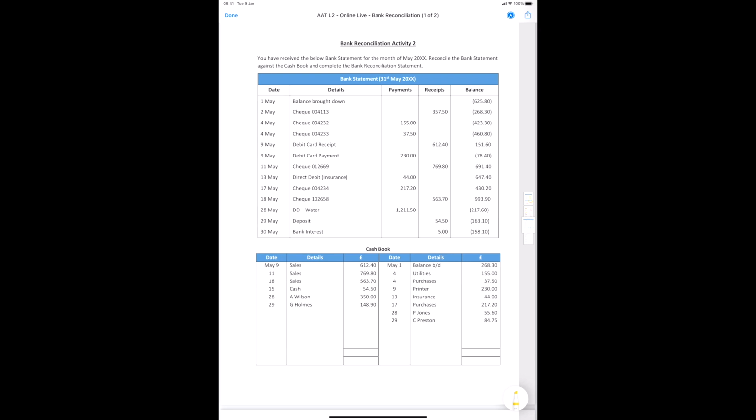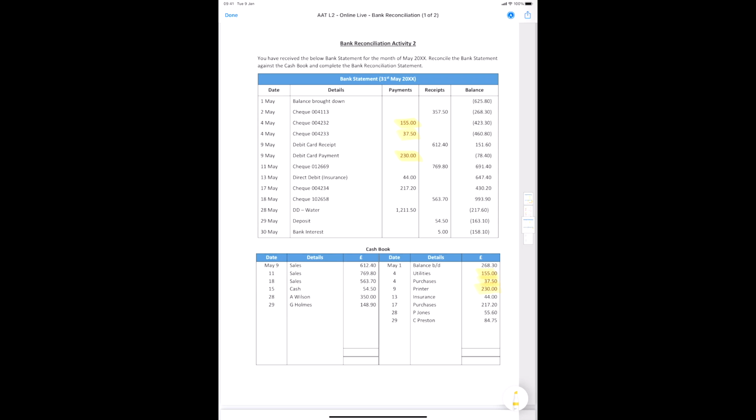So first of all, we've got a payment for £155, which appears in the credit side of our cash book. We've got another payment for £37.50, which is also in our cash book, so we can highlight those. We've got a debit card payment for £230. Okay, that relates to a printer.